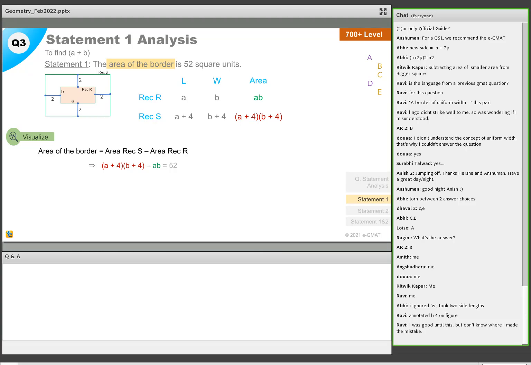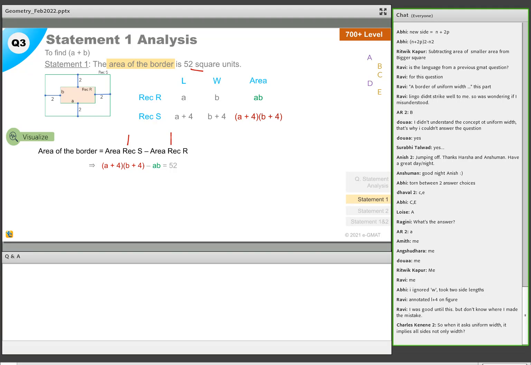The area of the border is 52 square units. We already know how to find out the area of the border, right? What is the area of the border? Area of big rectangle minus area of small rectangle, correct? Now, a lot of you might have complicated this by putting a plus w, b plus w minus ab, and then figured out. If you have not yet figured out what is w, then you would have been stuck with a lot of unnecessary algebra here.